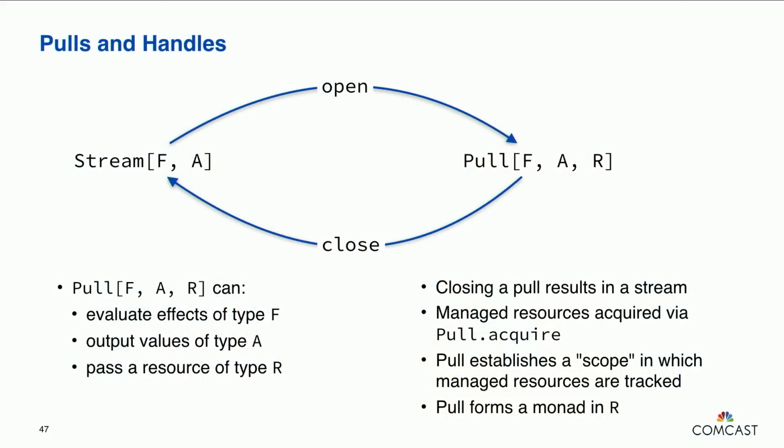And the way we do that is with this pull data type. So the general idea is that a stream can be opened. So a stream F[A], for any F[A], can be opened, and we get a Pull[F, A, R]. And Pull is going to let us evaluate effects. It's going to let us output values of type A. And then it lets us pass around this value of type R, this resource of type R. Pull can also acquire resources, like going out and getting a file handle or going out and opening a socket.